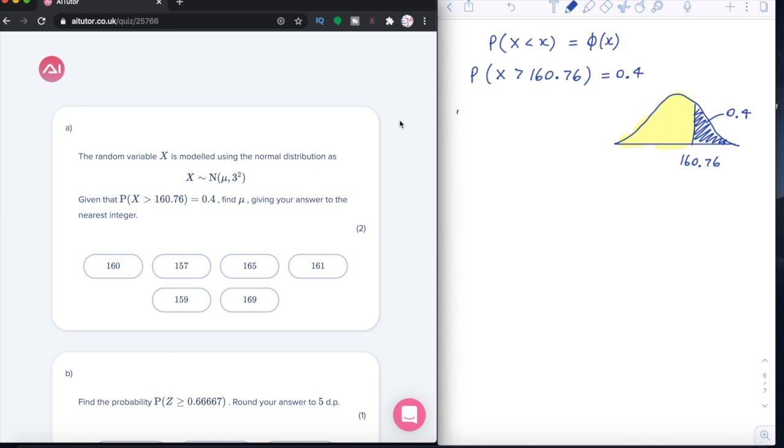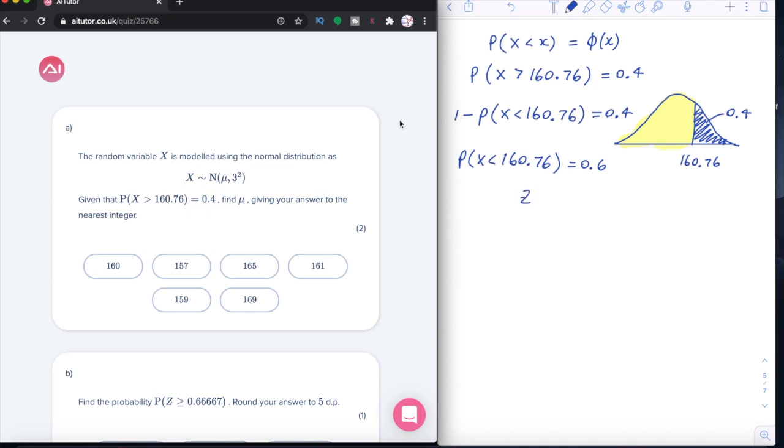So we can say that 1 minus the probability that x is less than 160.76 equals 0.4. We can then rearrange this to get the probability that x is less than 160.76. That's going to be 1 minus 0.4, which is 0.6. Now, we need to work out mu, so we can work out mu using the standard normal distribution.